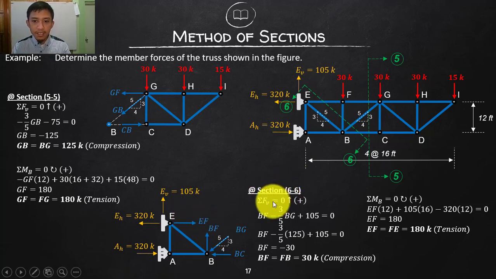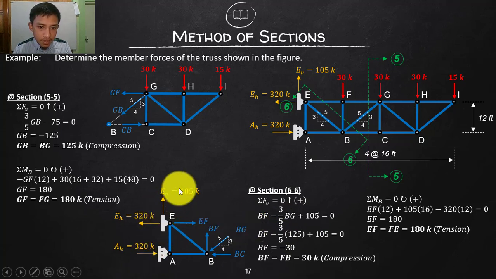Summation vertical. So let's start with BF, positive, going up, and then the component of BG, which is negative since that is going down, 3/5. And then of course, what else? This is now the only force that we can see there, the support reaction, 105 going up, so positive. There are no other vertical forces, so that's it. So substitute what we knew, which is BG, 1 to 5. Substitute and calculate, simple algebra gives us a negative 30, which means it is compressive. So FB or BF is compressive, so this should be going towards, okay.